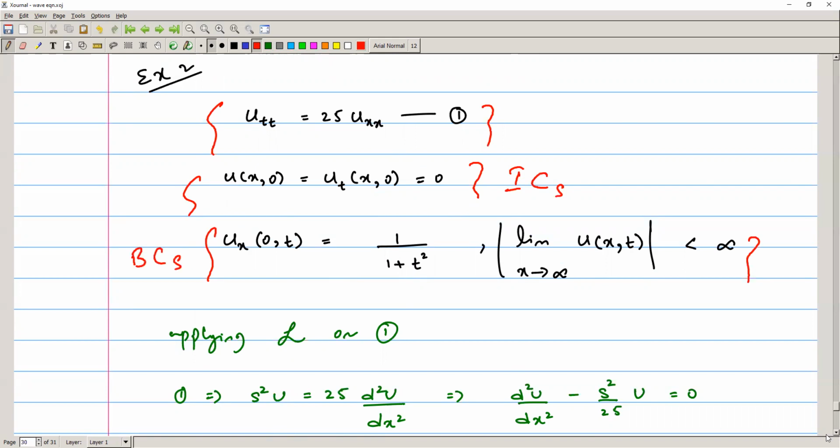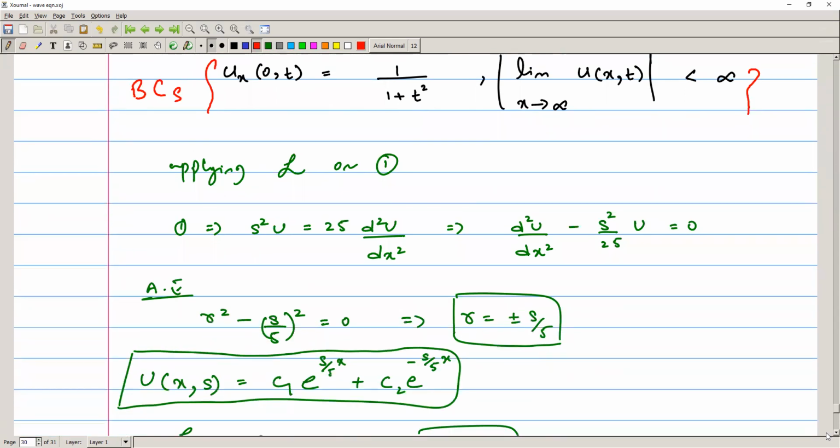Now, similarly, we'll apply the transform on the equation. We will get d squared u over dx squared minus (s squared over 25) times u, because the initial conditions, that is u of x comma 0 and u_t of x comma 0, are both given as 0. Right, therefore the equation will be simplified to this form.